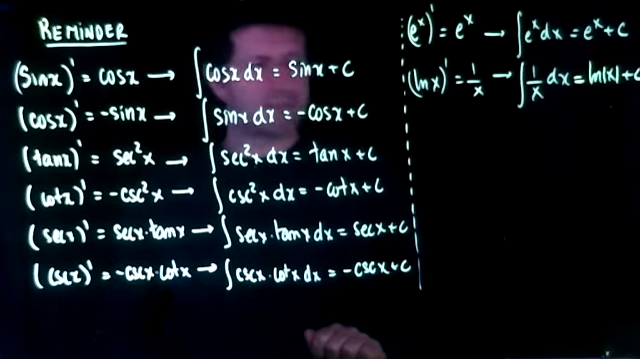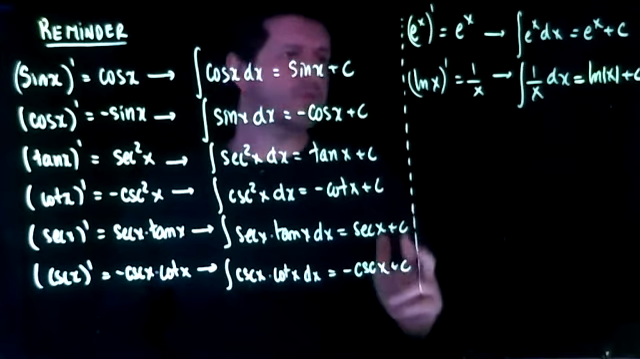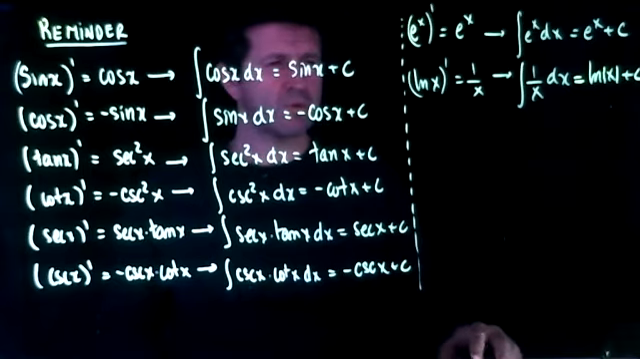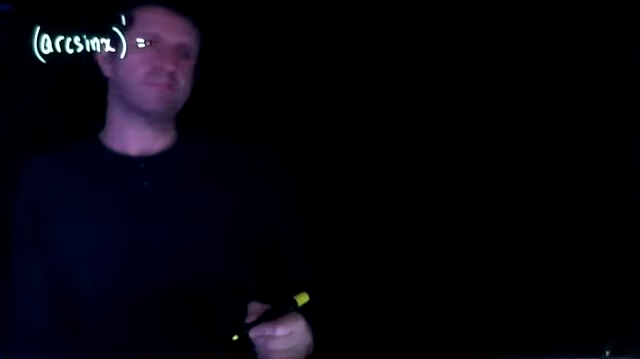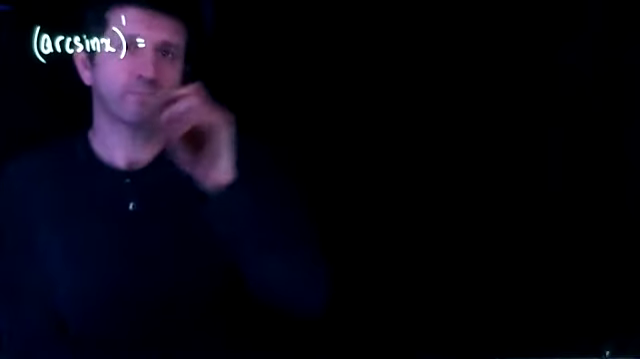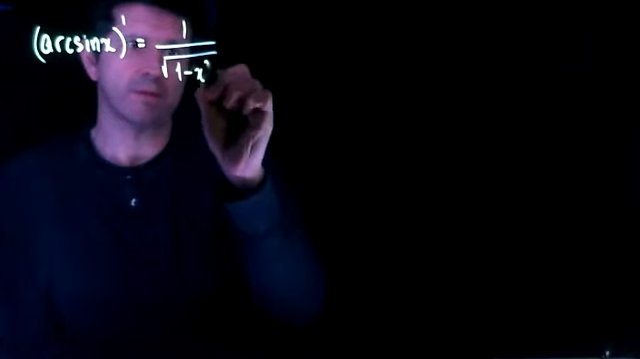Okay, so these are all the basic derivatives and basic integrals. The only thing remaining now is the inverse trig ones. So I'm going to erase and show you the inverse trig ones. These ones are a little more complicated to remember. So arc sine of x prime, you remember this? 1 over the square root of 1 minus x squared.